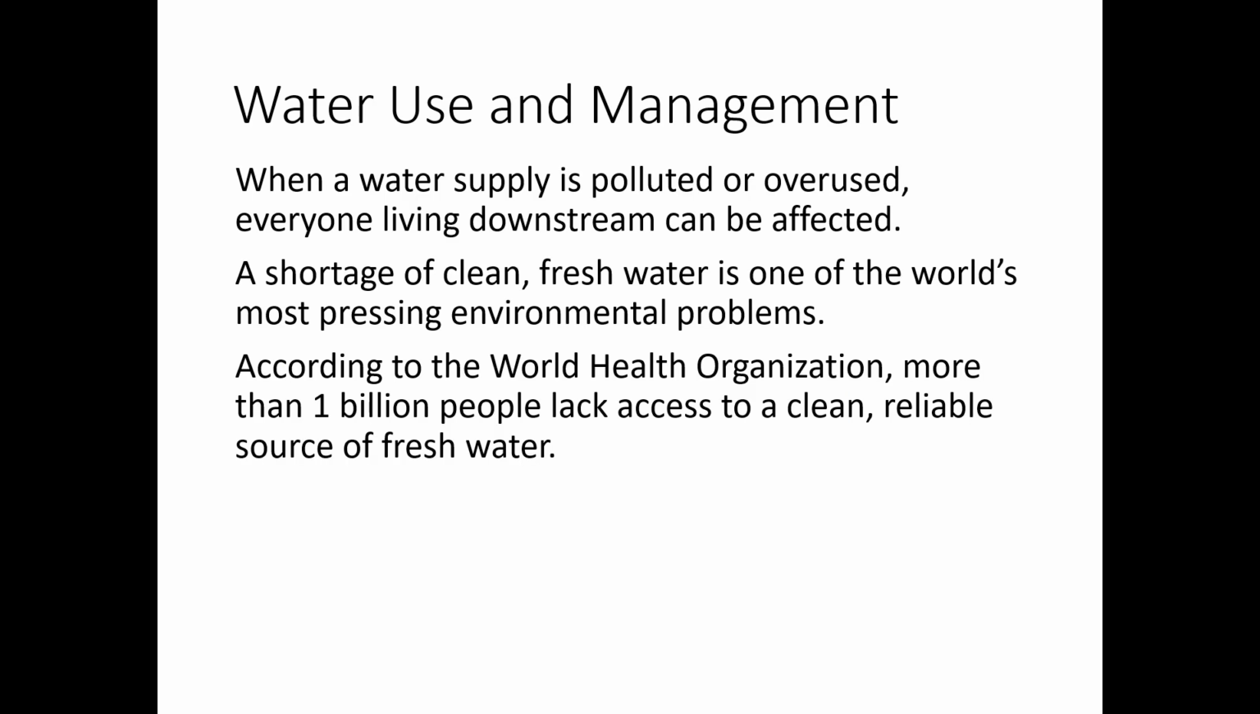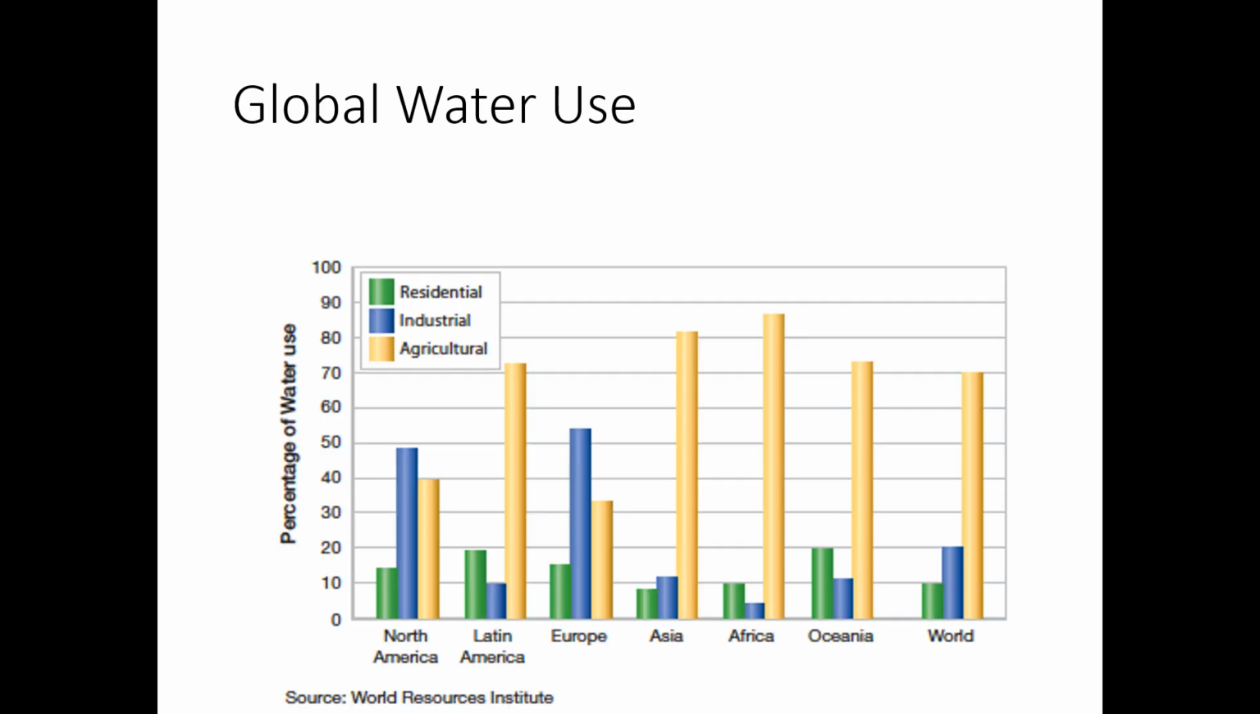So water use and management. When a water supply is polluted or overused, everyone downstream is going to be affected by that. So obviously we want to limit the amount of pollution that's going to occur upstream. And also a shortage of clean fresh water is one of, if not the biggest, one of the biggest environmental problems in the world right now. The World Health Organization estimates that you have about 1 billion people that lack access to clean, reliable fresh water.